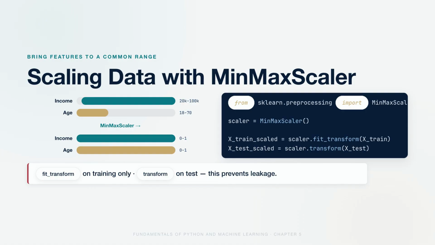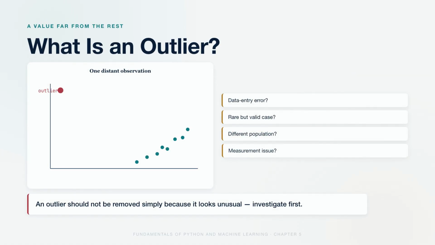The scaling changes the numerical representation, but it does not automatically fix incorrect values or outliers. An outlier is an observation that differs substantially from most other values. Outliers can affect averages, visualizations, fitted regression lines, and model performance. However, an outlier should not be removed simply because it looks unusual. It might be a data entry mistake. It might represent a measurement problem. It might also be a rare but completely valid case. Before removing an outlier, investigate its source and meaning.